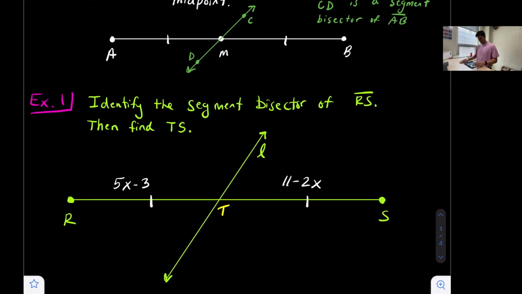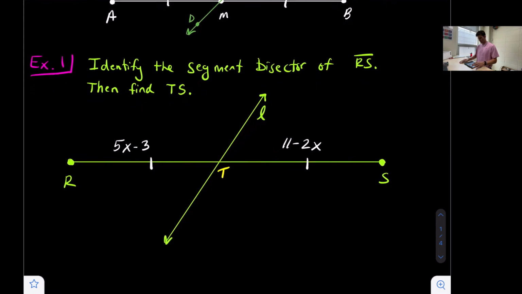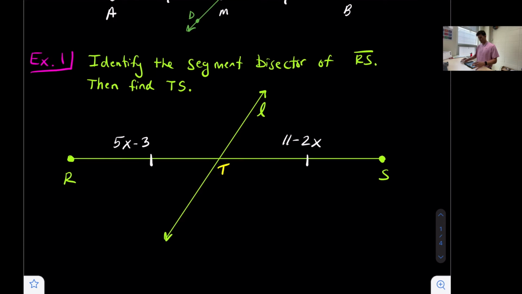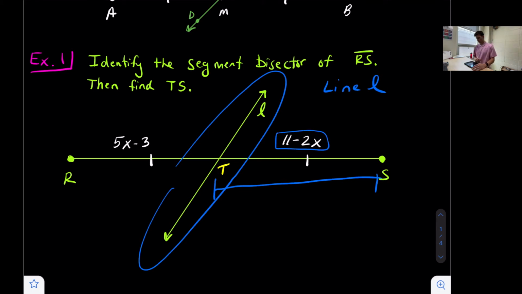Okay, so let's look at an example here with the segment bisector. So we want to identify the segment bisector of RS and then find TS. So our segment bisector is just our line right here. So our segment bisector is line L. And now we want to find the distance of T to S. So it's just this distance right here, which is represented by 11 minus 2x.